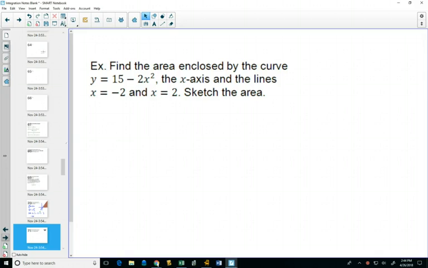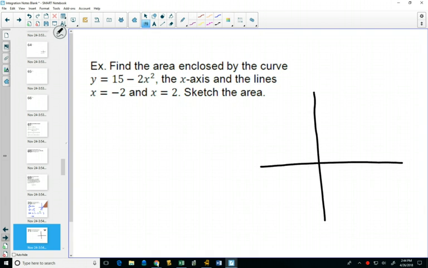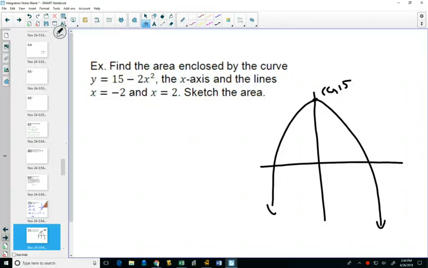Find the area enclosed by the curve y equals 15 minus 2x squared, the x-axis and the lines x equals negative 2 and x equals 2. So the reason it's nice to start by drawing a sketch: negative 2x squared plus 15 would have a vertex at (0, 15). It would be a parabola that goes down, but what I'm really concerned about is where these x-intercepts are. Is my negative 2 and my 2 going to go beyond them, or is it going to be constrained within them?